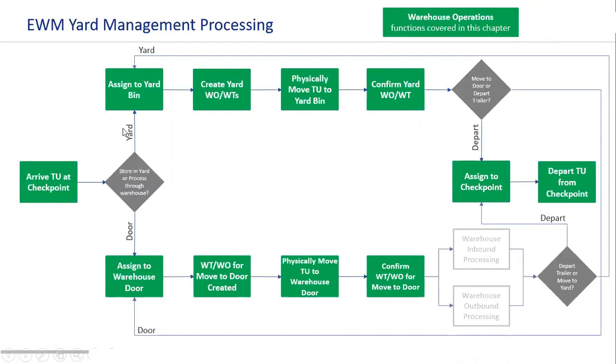The other way would be, rather than assigning to yard bins, if it's going straight onto a warehouse door to be tipped in, you just assign it to the warehouse door, then physically move the TU to the warehouse door, and then finally confirm that task, and that transportation unit would be sat on one of your dock doors. So the dock doors will be storage bins as well.